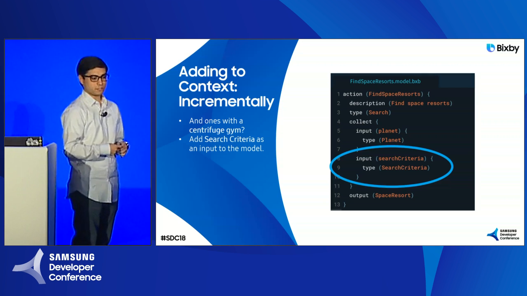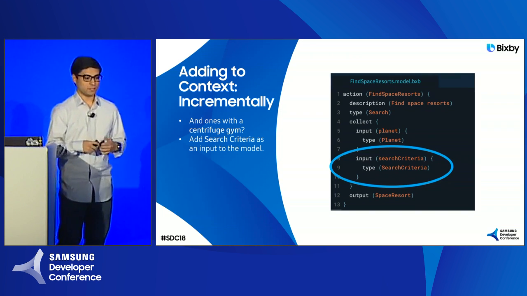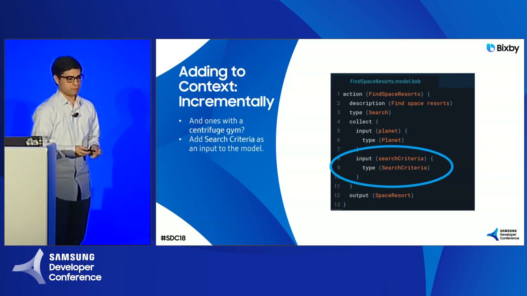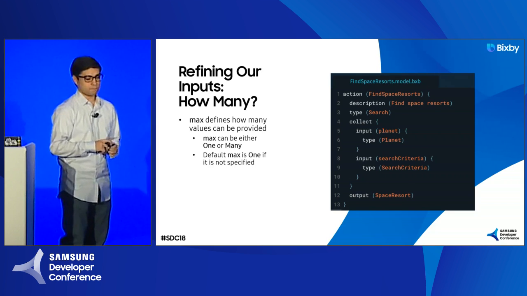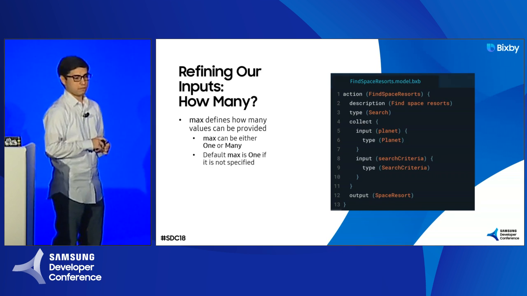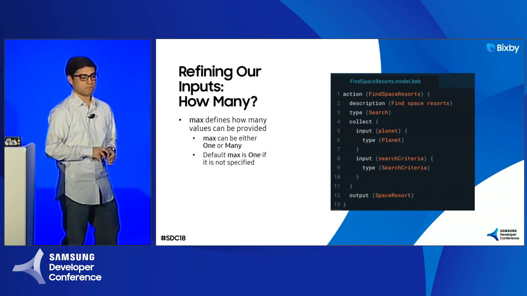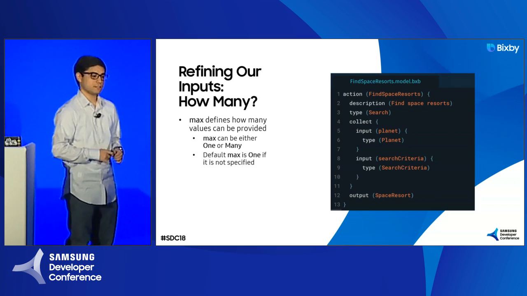We said ones with a centrifuge gem. So let's add search criteria to our model. This way we can build a context with different input types. Let's refine our inputs a little further. Using this keyword max, we can define how many of each input we want. Using max, we can say max many, so I can have multiple of that input, or by default, max one, so one input of that type can be maintained in that context at any time.